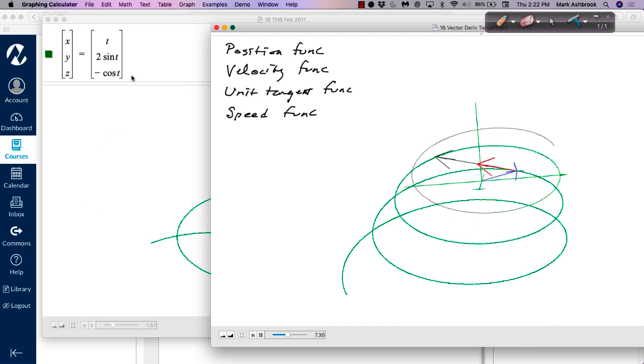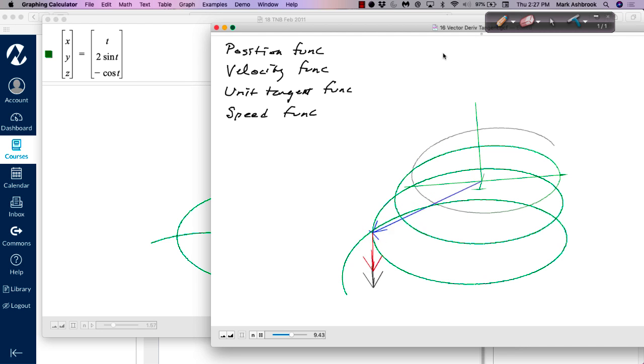So first of all, identify those from the picture. I'm asking you for four, so one of those is not pictured. Three of those are in the picture: blue, red, and black. Identify and write the position function, the velocity function, the unit tangent function, and the speed function. This is good practice, just like the quiz I was going to give.